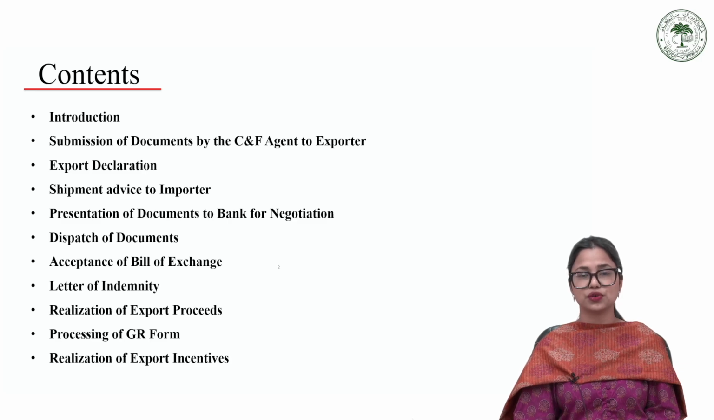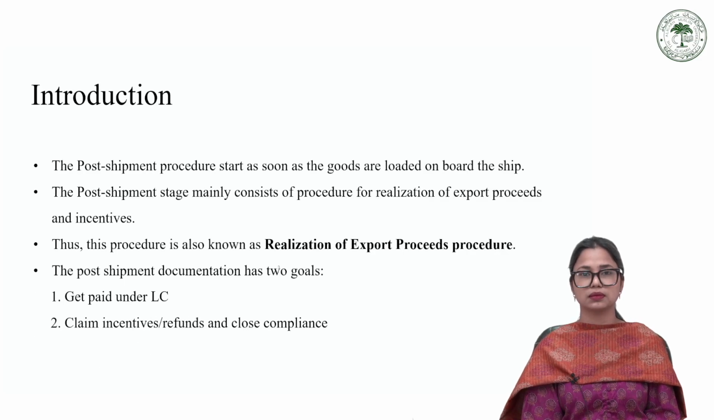So let us first introduce what post-shipment documentation actually refers to. In the last lecture, we delivered the goods, or handed them over, to the shipment company through the clearing and forwarding agent. The post-shipment procedure starts as soon as the goods are loaded on board the ship. The exporter has chosen the particular vessel through the shipping company, and once the entire export consignment is loaded onto the vessel, we say that the post-shipment stage has begun.